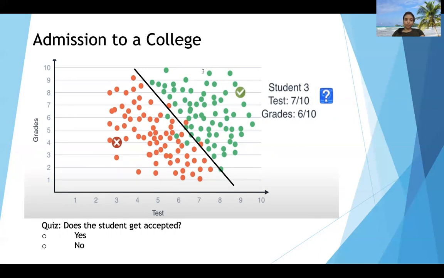And now when a new student comes, we check their scores and plot them on this graph. If the point is above the line, we predict that the student will be accepted. And if they are below the line, we say that the student will be rejected. Here, since student 3 lies above the line, at coordinates 7 and 6, we see that he will be accepted. And this method is known as logistic regression.